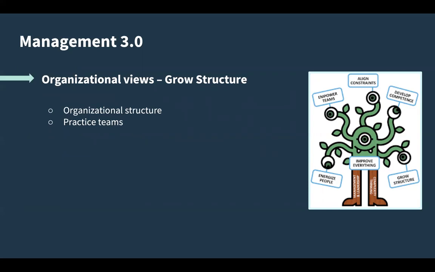Okay, the next organizational view is grow structure. So most teams operate in the context of a complex organization, so it's really important to consider structures that enhance communication. Basically, we need to put networks over hierarchy. We operate in an ever-changing environment, so it is important to change the organizational structure regularly, or at least be prepared to change. This gives a really high level of adaptability to the organization.